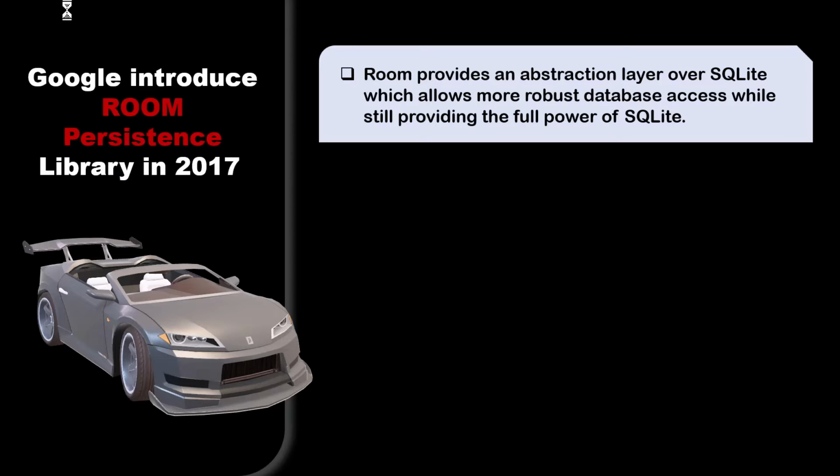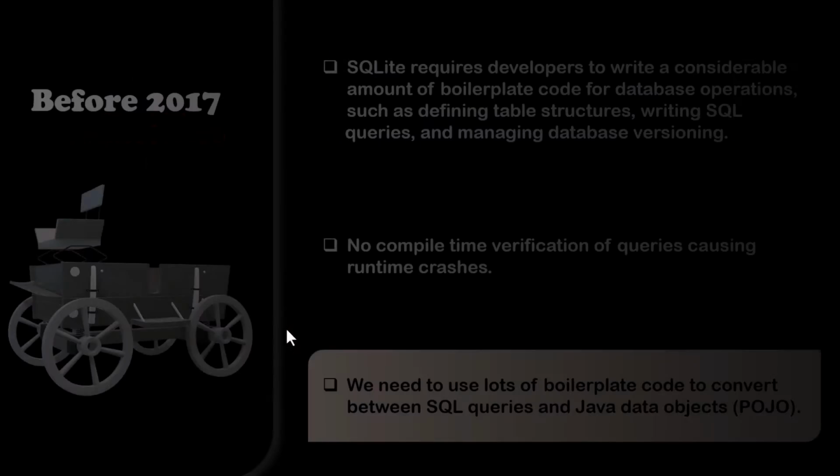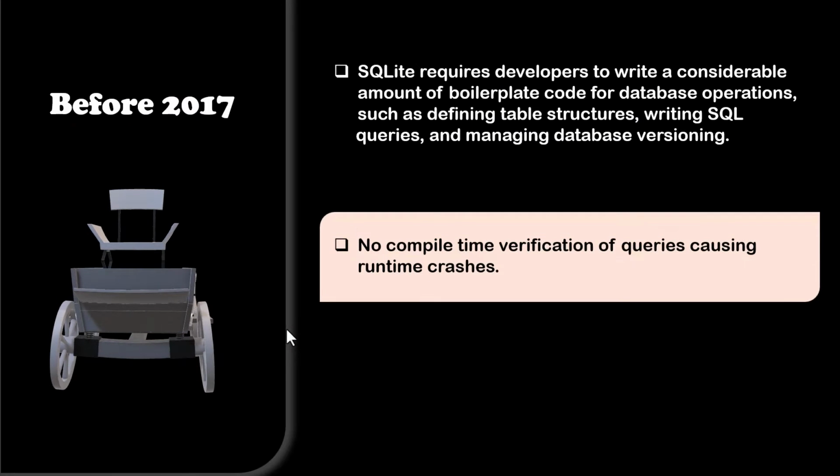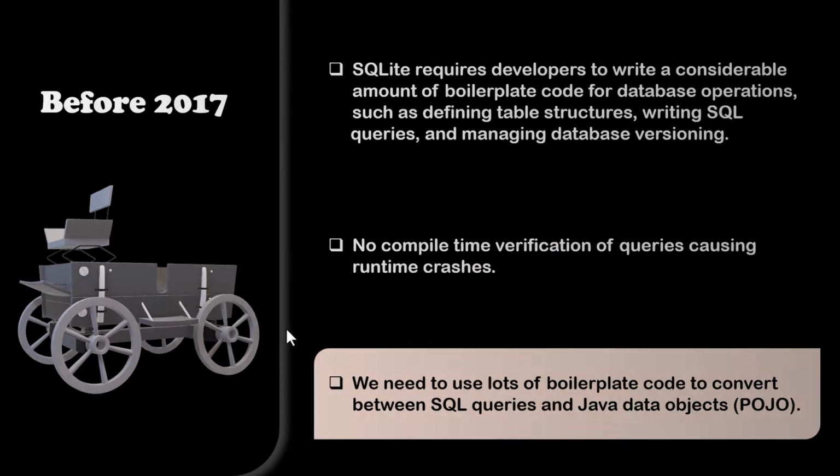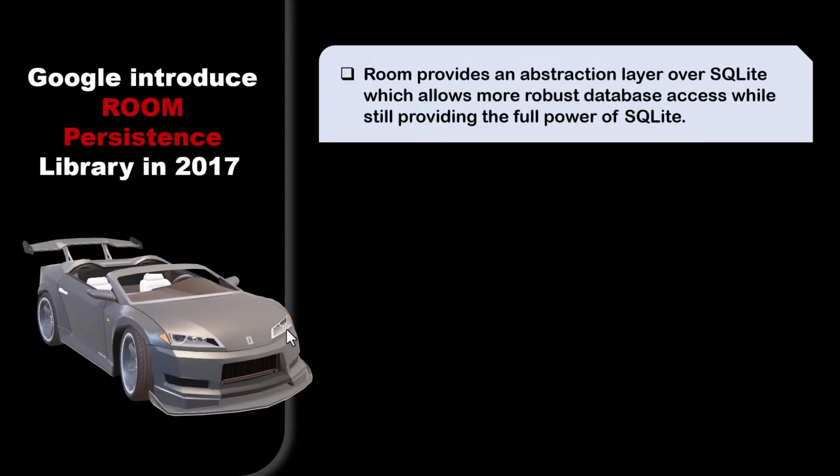So Google introduced the Room persistent library in 2017 and it changed the way we access the database. Basically Room is an abstraction layer over SQLite which allows more robust database access while still providing the full power of SQLite. With Room we can do everything that we were used to doing with normal SQLite. If you notice, I have used this modern car here and this old car for before 2017, because this was the older way of doing things, and this is the newer way of doing database operations with the Room persistent library.